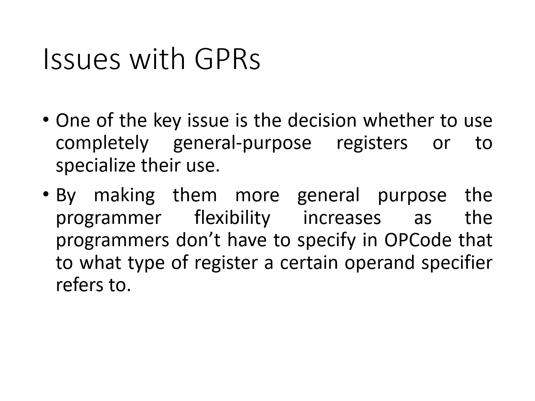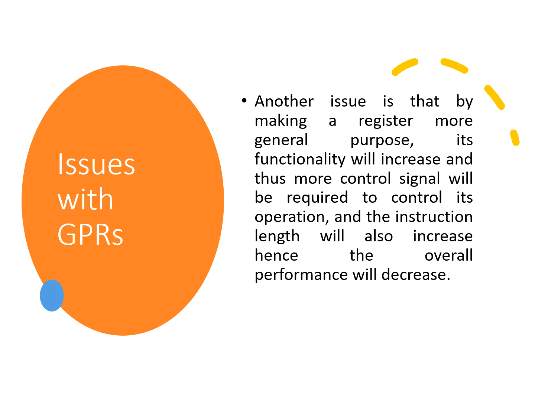और यहाँ पे ये discussion है कि by making them more general purpose, the programmer flexibility increases as the programmers don't have to specify the opcode. क्योंकि जब रजिस्टर जनरल पर्पस होगा तो फिर इंस्ट्रक्शन में हमें ओपी कोड जो है वो डालना नहीं पड़ेगा, that is, to what type of register a certain operand specifier refers to. So I hope you understood the trade-off. कि एक तरफ if we go towards making them more general purpose, it's good for programmers. But if we try to specialize them, if we give them a preferred role, so performance improve hogi. So that was the first issue.